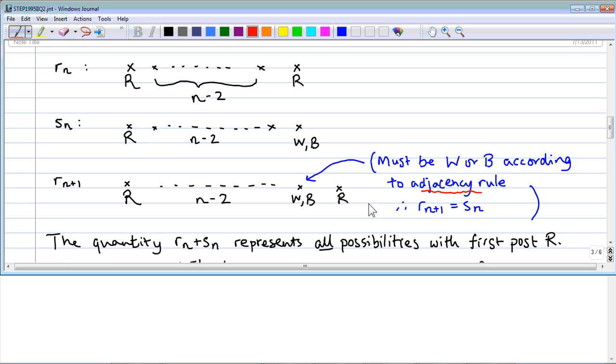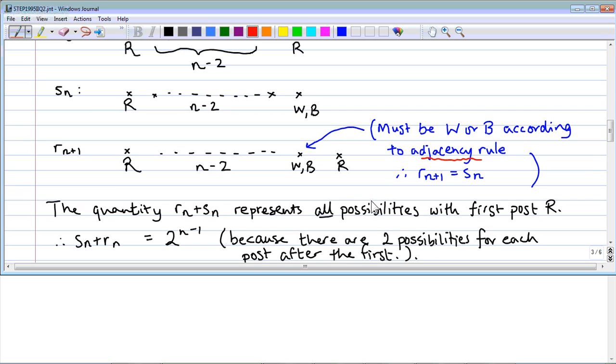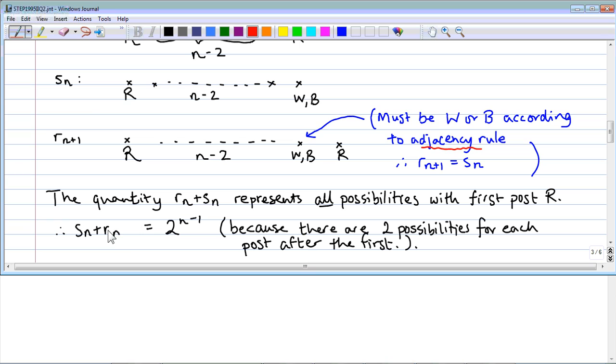Now, how many such possibilities are there? Well, we've already discussed this. We know that after the first post, the second post has two possibilities, white or blue. The third post has two possibilities, namely those two colours which the second post was not, and the same for the fourth and the fifth, and so on. Therefore, we have the very simple formula, which I've written here, that Sn plus Rn equals 2 to the n minus 1.